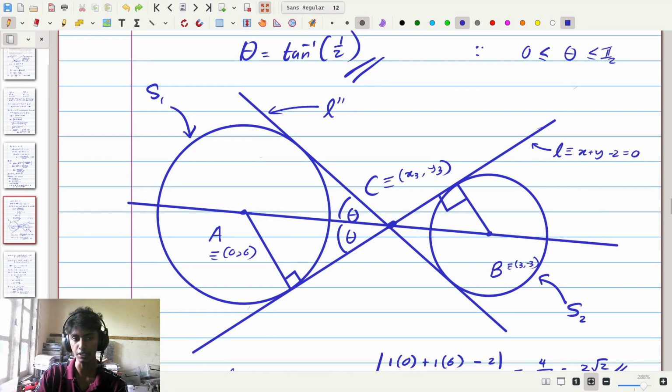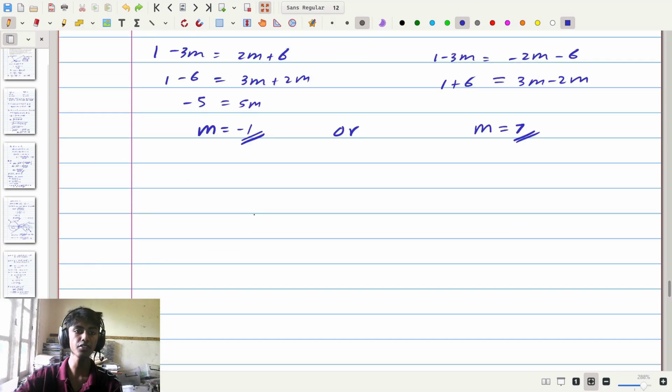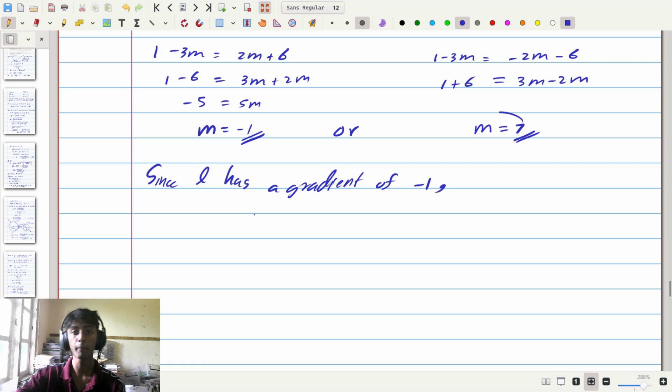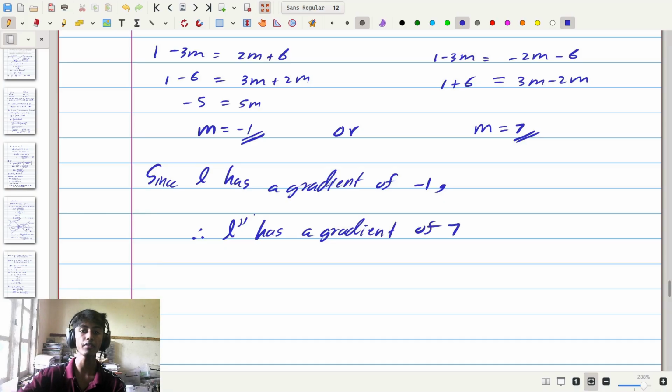So we can say, since L has a gradient of negative 1, the other line must have the gradient of m equals 7. And therefore, we can say L double dash has a gradient of 7. Now with this, we can actually directly find the equation of the line L double dash.